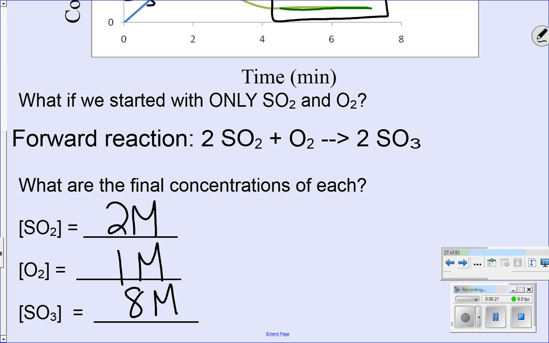What you'll notice about these numbers is they are not equal to each other, and that's okay. These concentrations do not need to be the same as each other. There's no real significance to that. What they do need to be in order to be at equilibrium is constant.